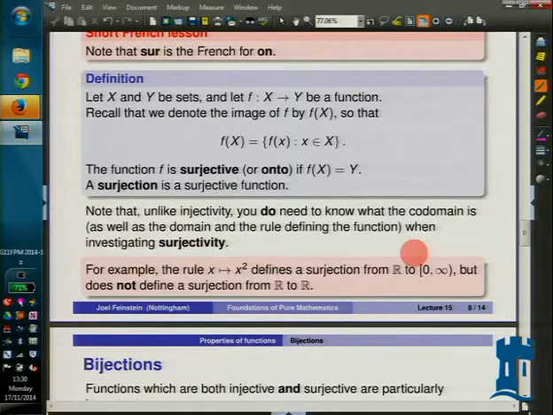So with the same domain and the same rule, depending on which of these you take to be a codomain, it's either surjective or it isn't. And that's a problem when you're dealing with functions at this level of formality. If someone gives you the function and says, is it surjective, they have to tell you the codomain or you can't answer the question. They better tell you the domain as well.